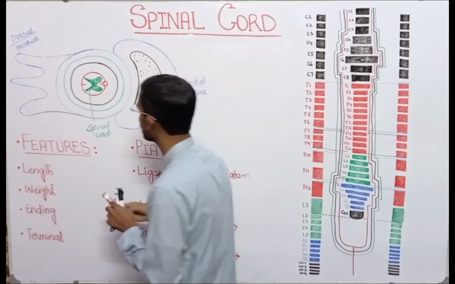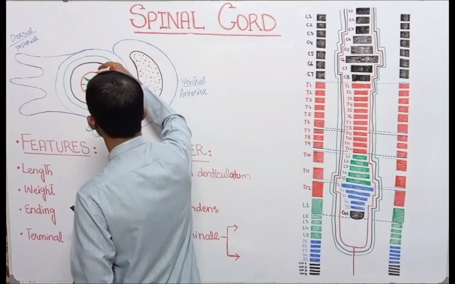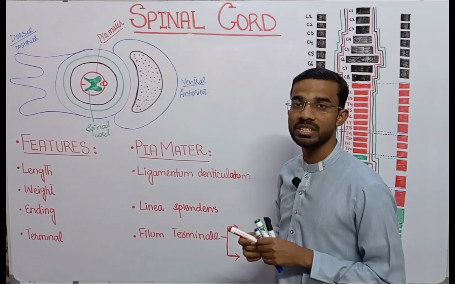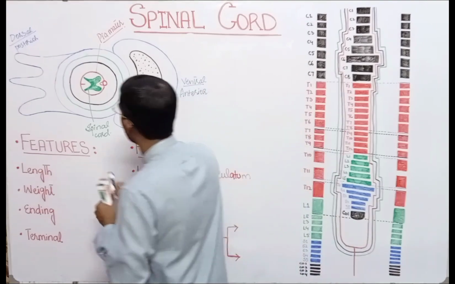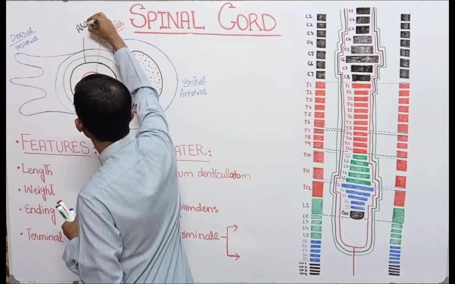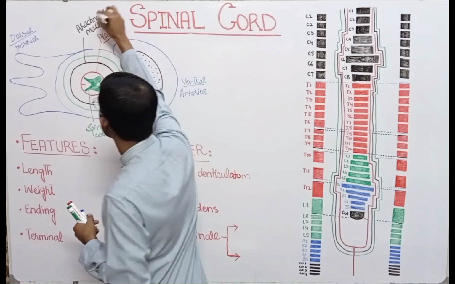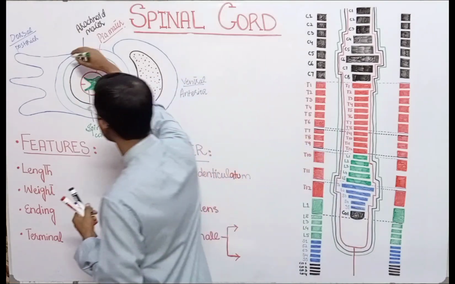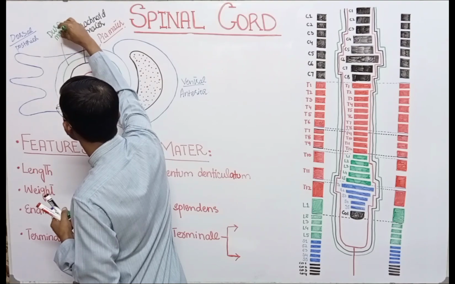The first meninx which actually touches the spinal cord is the pia mater, which is the innermost meninx. The second meninx is the arachnoid mater, and the last, which is the outermost meninx, is the dura mater. So here is the dura mater.